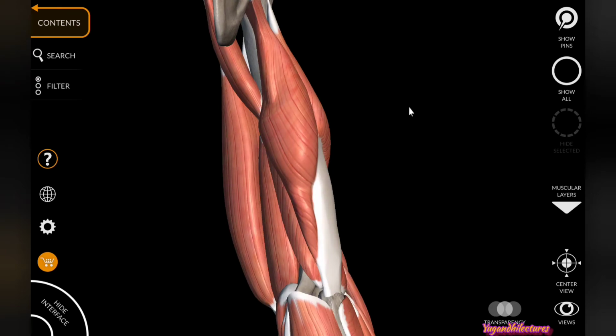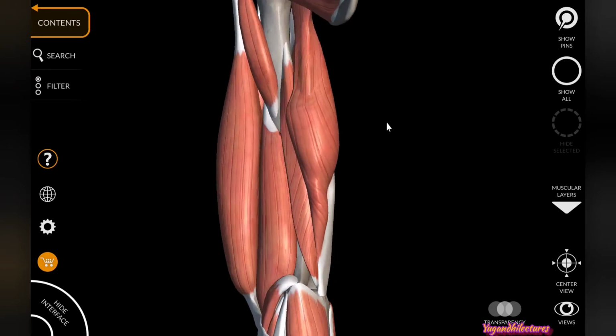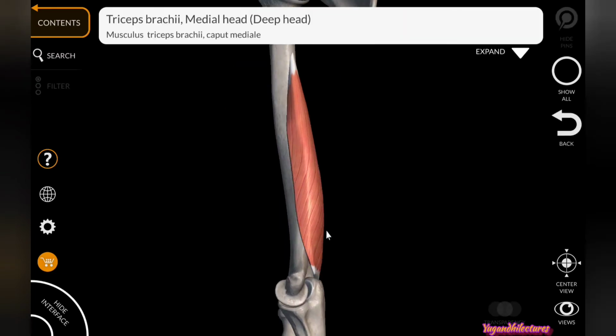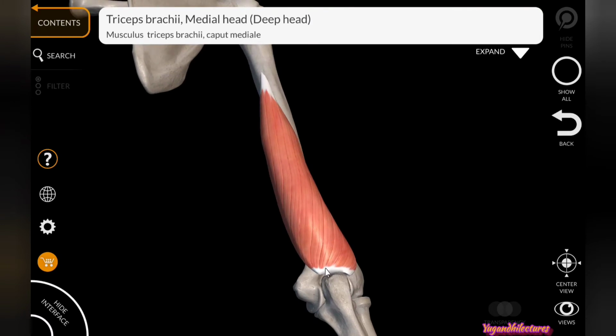So now coming to the insertion of the medial head of the triceps brachii muscle, you can see this is the medial head of the triceps brachii muscle. So it gets partly inserted into the olecranon process, that is on the posterior part of the superior surface of the olecranon process, and partly into the superficial tendon that is formed by both the lateral and long head of the triceps brachii muscle.